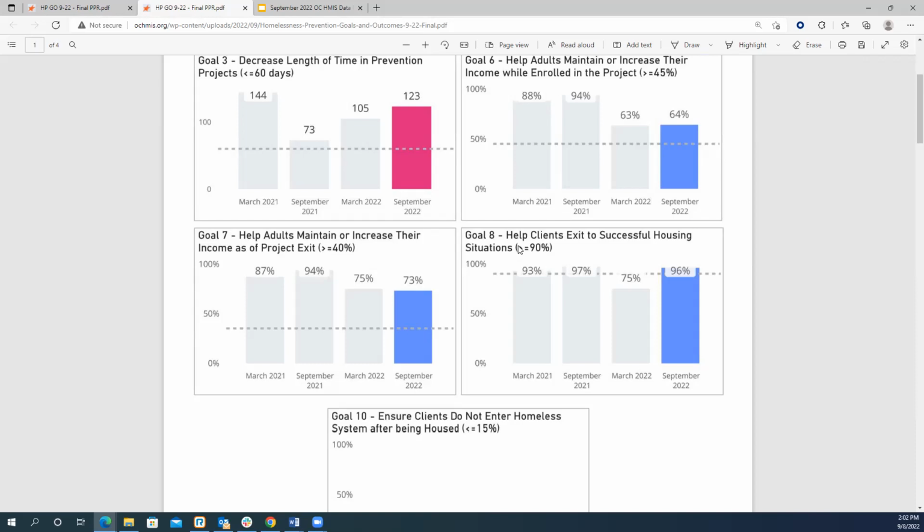For goal 8, we're looking at clients that are exiting to successful housing situations. So at the time of exit from the homeless prevention project, they are exiting to permanent housing. This is usually a fairly easy measure to meet because the clients are already in housing when they enter the project, and the goal of the project is just to keep them there. So that's usually why this percentage is high.